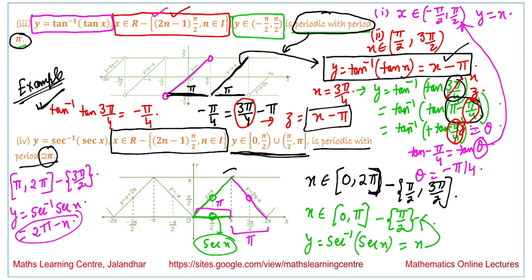Look at this graph over here. This portion of the graph, its length is 2 pi, and this portion of the graph is repeated again and again over the intervals of length 2 pi. So we are saying that this graph is periodic with the period 2 pi.